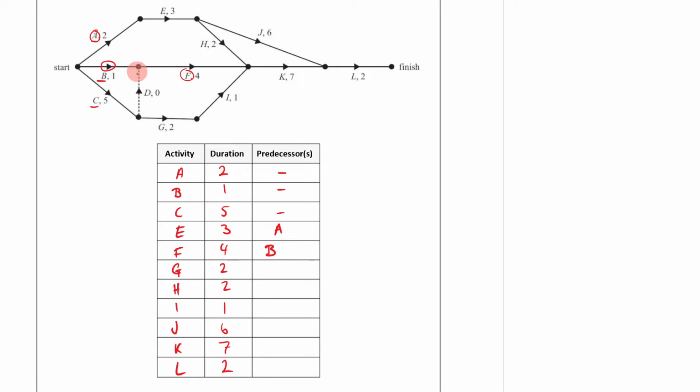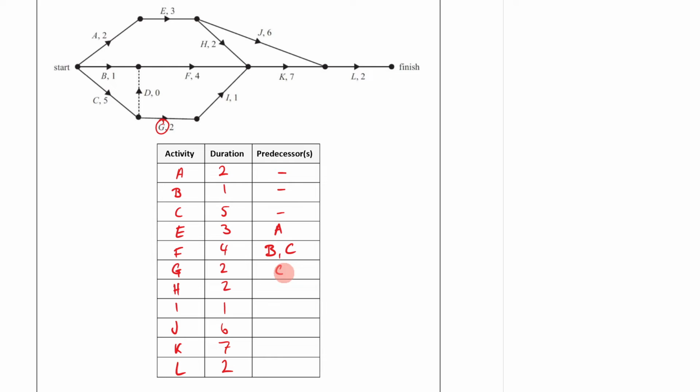But then we've also got this dummy, which is telling us that C needs to be done as well. Because remember, we don't read it off as D. What we read it off as is C, connected through the dummy. So that means we're going to write C here. We keep on going. What about G? Where is it? There it is, G. All right, well, the predecessor to G is going to be C, like that.